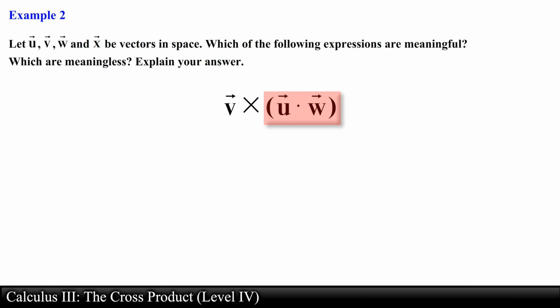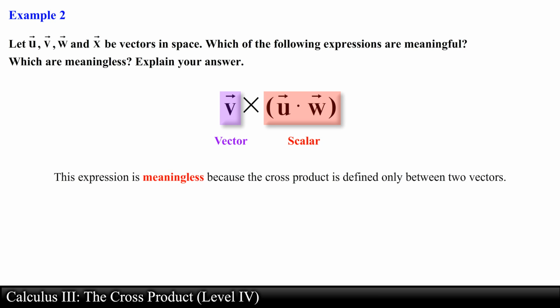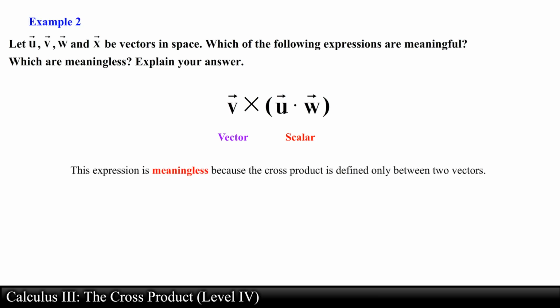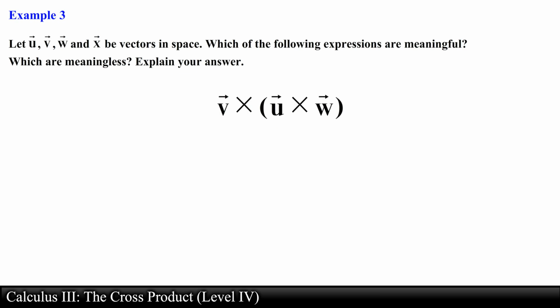Here, the expression inside the parentheses is a dot product between two vectors, which reduces to a scalar. This scalar is then crossed with a vector. In this case, this expression is meaningless, because the cross product is defined only between two vectors. Let's take a look at the next expression.